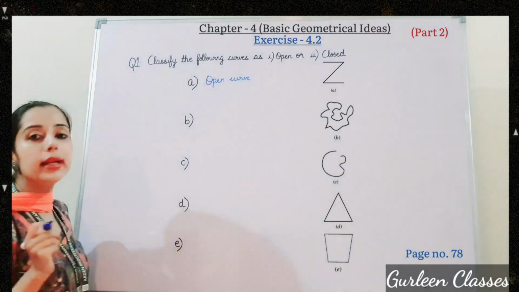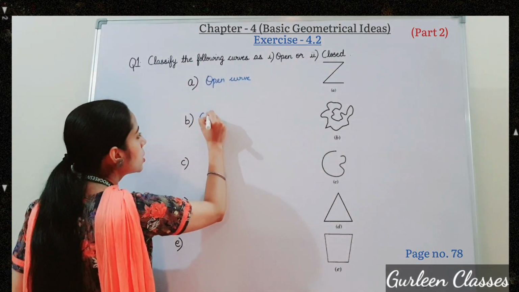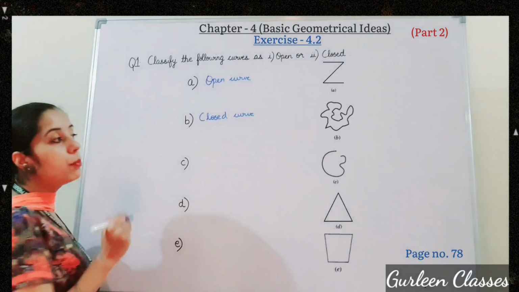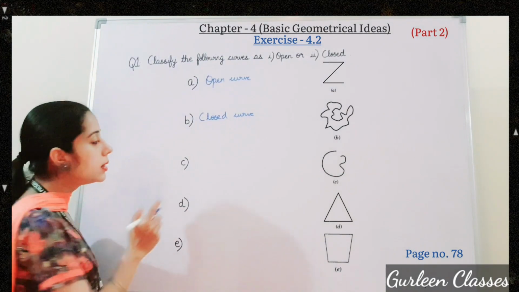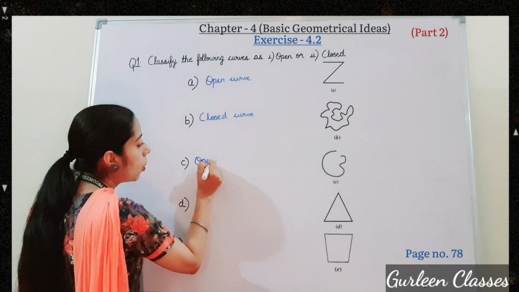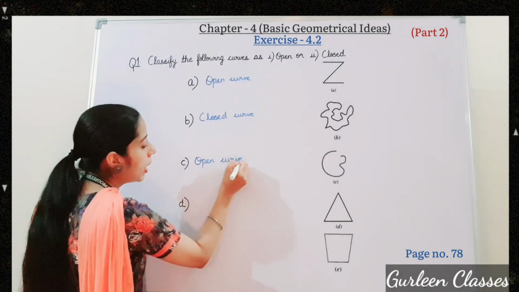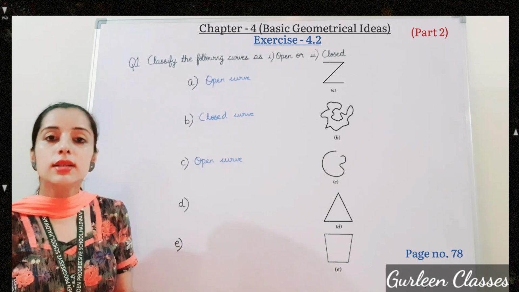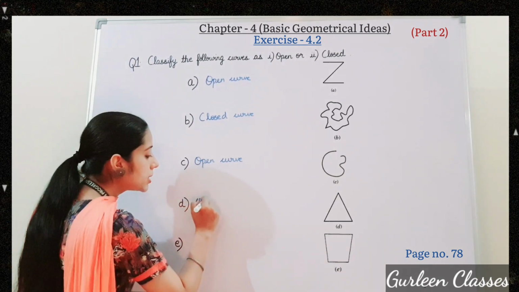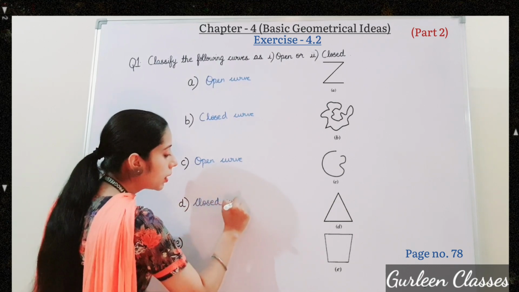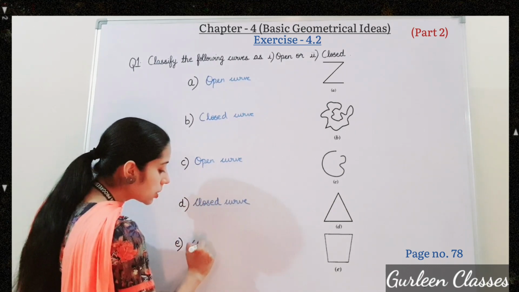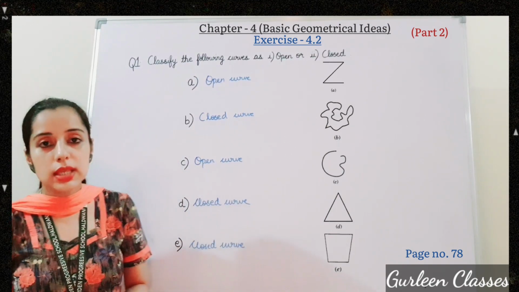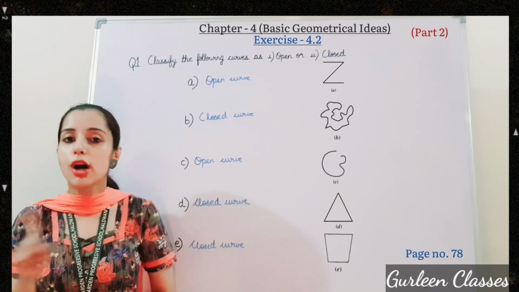B part, it is an enclosed figure. So it is a closed curve. Now C part, here you can see their endpoints do not meet and the figure is open. So it is an open curve. Now D and E parts both are closed. They have an enclosed figure, so it is a closed curve. So D part is a closed curve and E part is also a closed curve. As in a closed curve the figure is enclosed and in an open curve their endpoints do not meet.